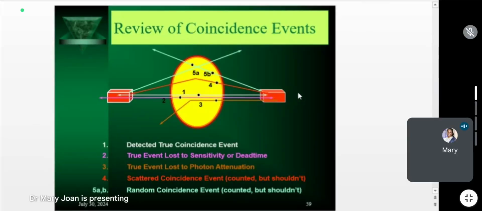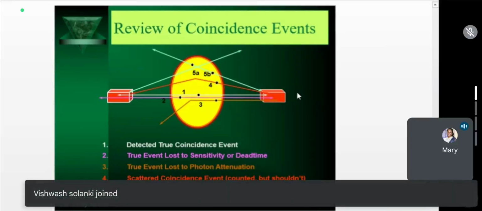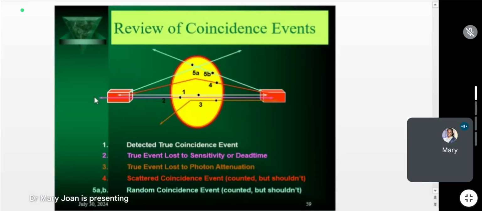You can see one, the white line, is a true coincident event. In detector two, the true event is lost to sensitivity or dead time, because you can see here the photon has to travel a shorter distance, and here it has to travel a longer distance. And three, you can see the true event lost to photon attenuation. This got scattered and went off.